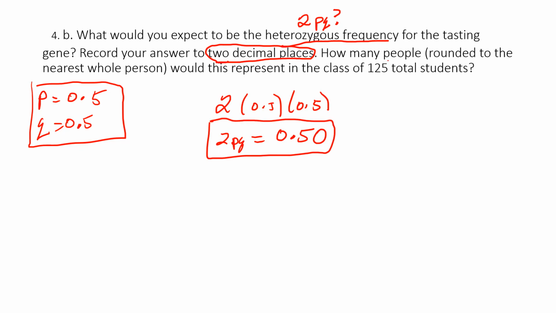They said, how many people does that actually represent to the nearest whole person? We don't want half people. So the nearest whole person, would that represent in a class of 125 students? So again, there's the total. So this is the other part of the calculation. It's in your notes, but we're just going to go over it now.